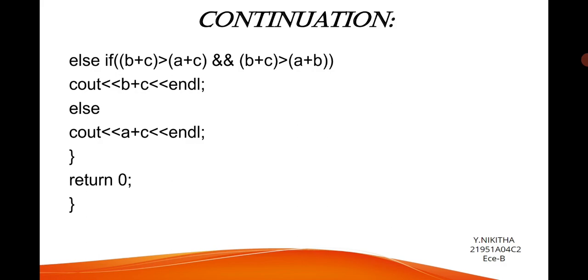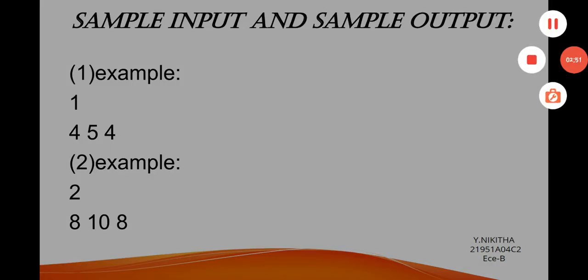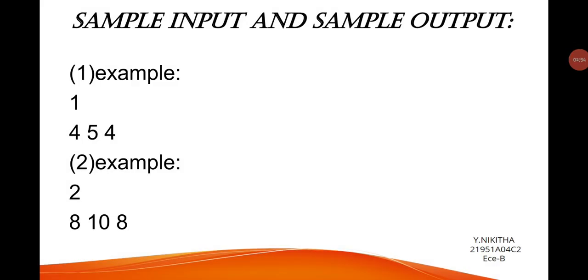Continuation. else if (b + c > a + c && b + c > a + b) cout << b + c << endl; else cout << a + c << endl; } return 0; } Sample input and sample output. Example 1: 4 5 4. Example 2: 2 8 10 8.